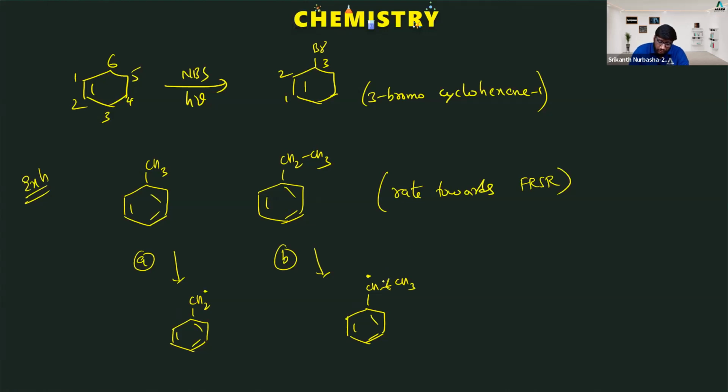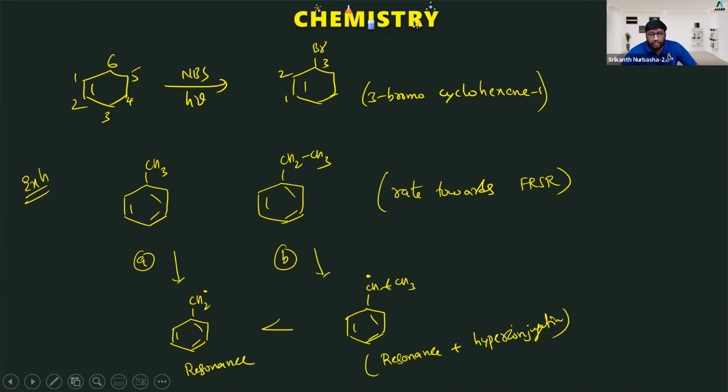But if you think properly, CH3 is not only an electron donating group, you can also have hyperconjugation between this free radical and this CH3. Yes or no? In the first compound there is only resonance. In the second one you have resonance with the benzene plus hyperconjugation with the adjacent CH3. So resonance plus hyperconjugation is there in compound B, so that should be more stable. So A less than B, that is the right answer, Suhani.